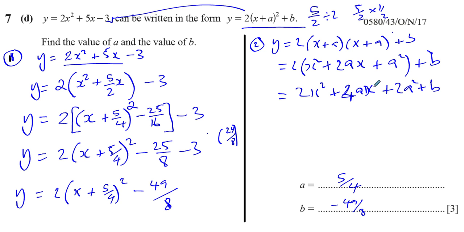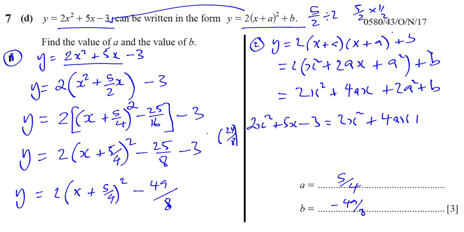Sorry about that. Let me just cross that out. So you have 2x squared plus 4ax plus 2a squared, and then you've got your plus b at the end. Now if I compare this with the original, I'll write this down: 2x squared plus 5x minus 3 is equal to 2x squared plus 4ax plus 2a squared plus b.